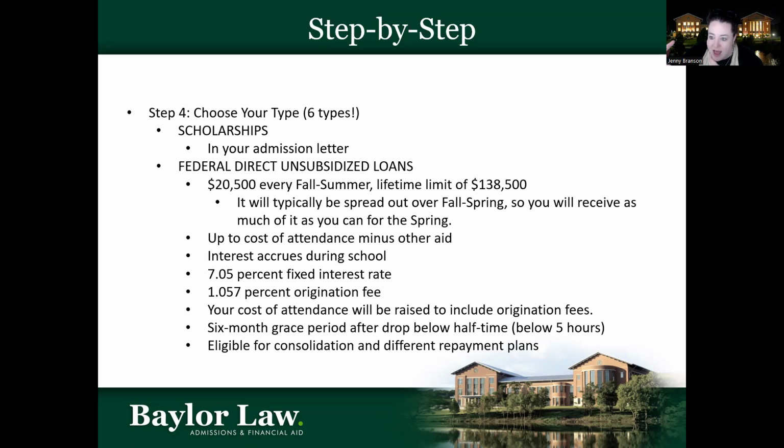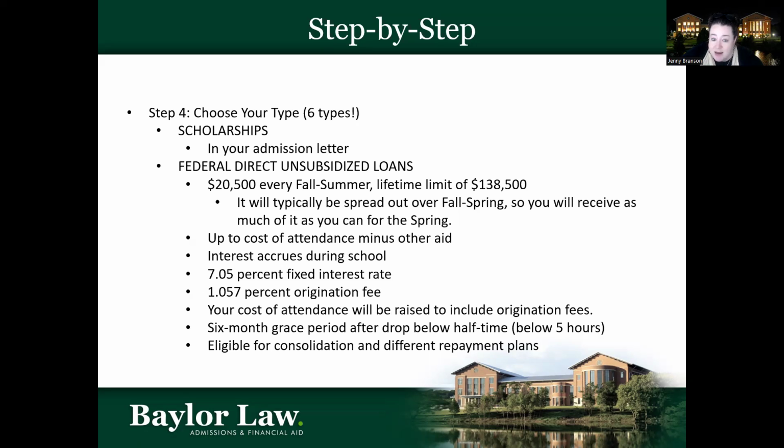Obviously, the first chunk of that will come from scholarship. The next chunk will come from a federal direct unsubsidized loan. If you're a U.S. citizen, you receive a federal direct unsubsidized loan just by filing a FAFSA. Basically, you file the FAFSA, and the government gives you $20,500 in federal direct unsubsidized loans every fall through summer. There is a lifetime limit of $138,500.